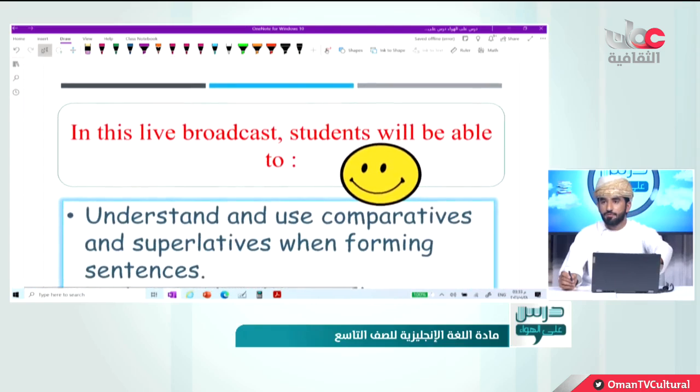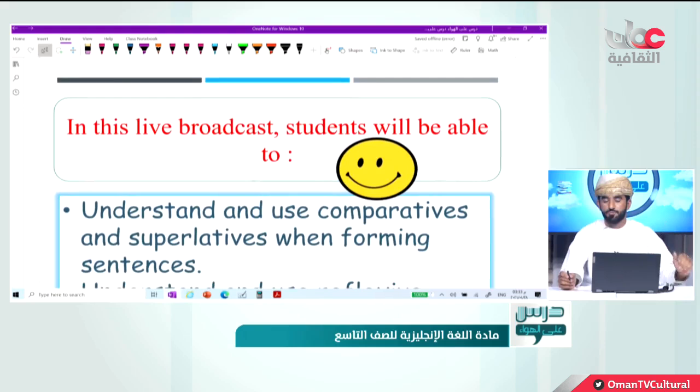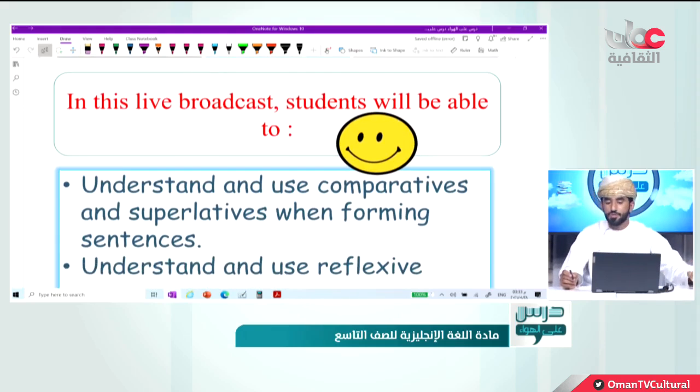In this live broadcast, students will be able to, so what are you going to learn today? Very good. Understand and use comparatives and superlatives in forming sentences. You will be able to understand the superlatives and comparatives. I know that some of you students have got some kind of obstacles when dealing with comparatives and superlatives, and for sure. But today I'm going to break the ice and make the lesson crystal clear to every one of you.